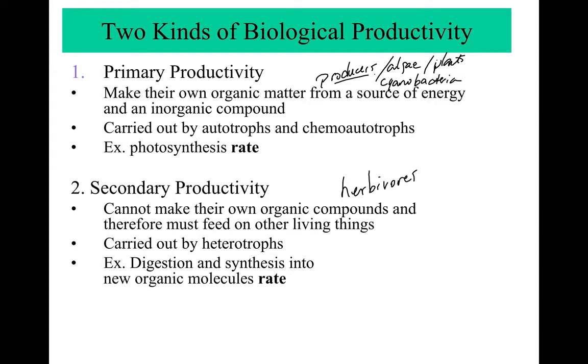The second one is secondary productivity. Occasionally, you'll want to know how energy is being transferred at this level. So this is what the herbivores are doing. They're going to take the energy and transform it into their own organic compounds. And you would measure this by typically the amount of biomass increase over time.